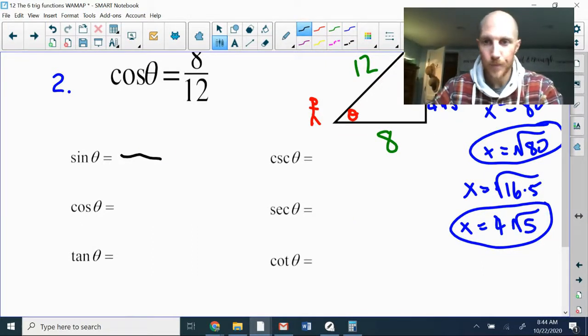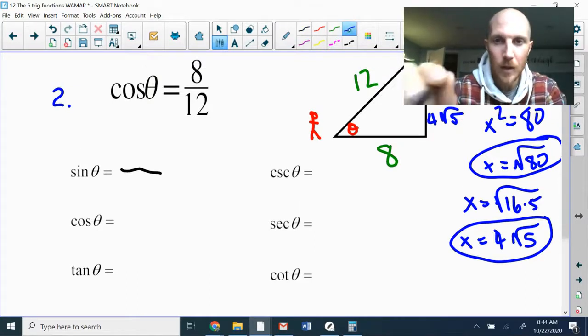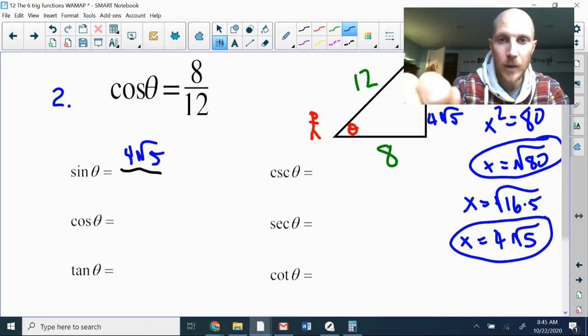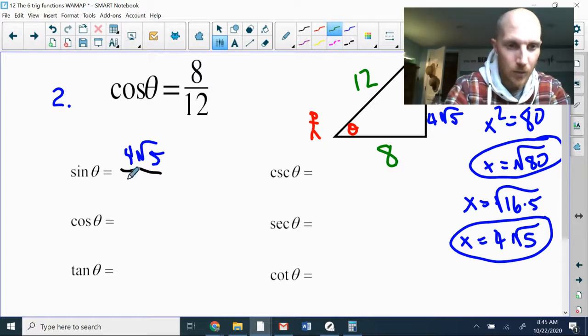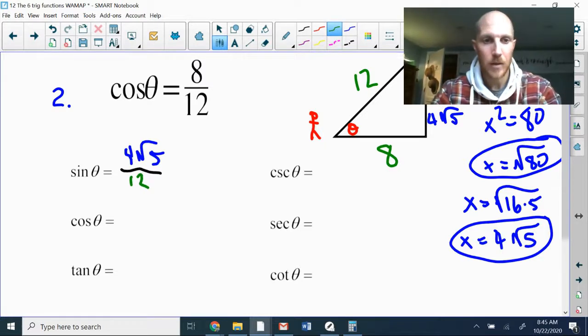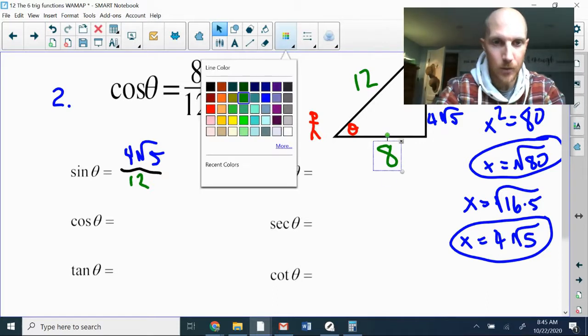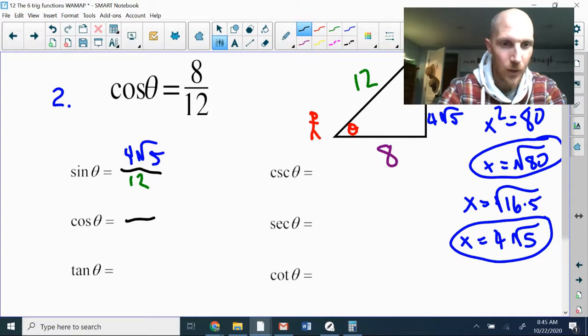Sine is opposite over hypotenuse. So for radical 5, you could use radical 80 if you wanted. And the hypotenuse, I thought I had every side a different color, but I don't. The hypotenuse is 12. Let me go ahead and change the color of this one just so that I can have everything color-coded, because I like to have things color-coded. All right, cosine, that's adjacent, which is 8, over hypotenuse, which is 12.